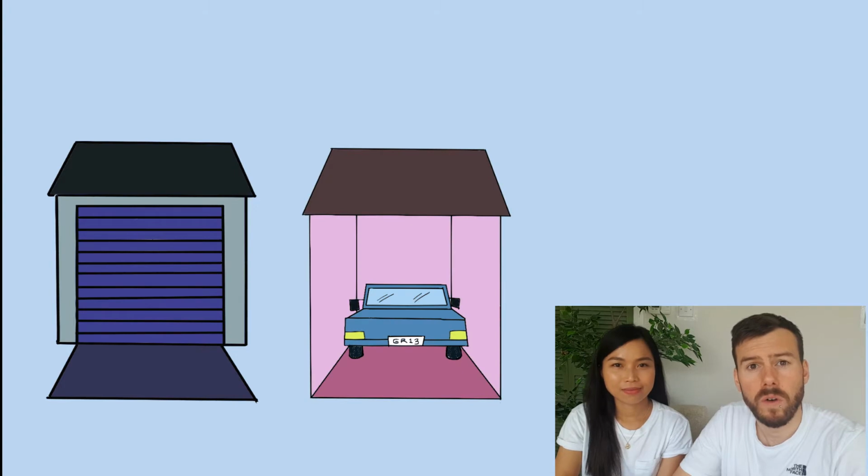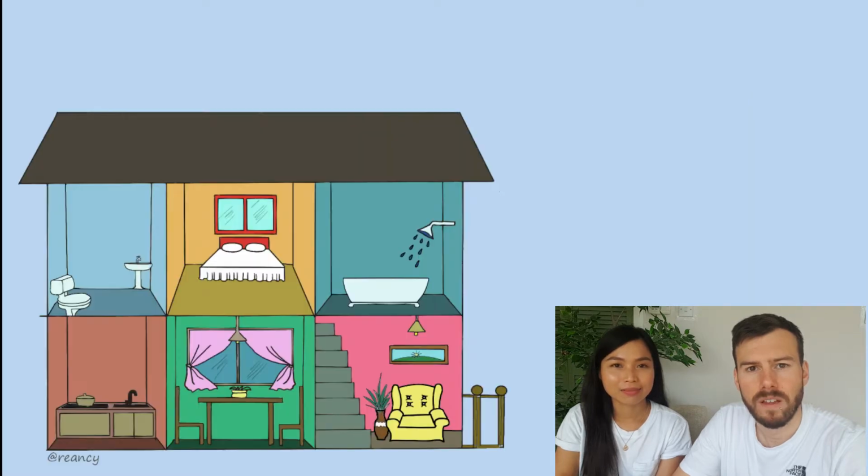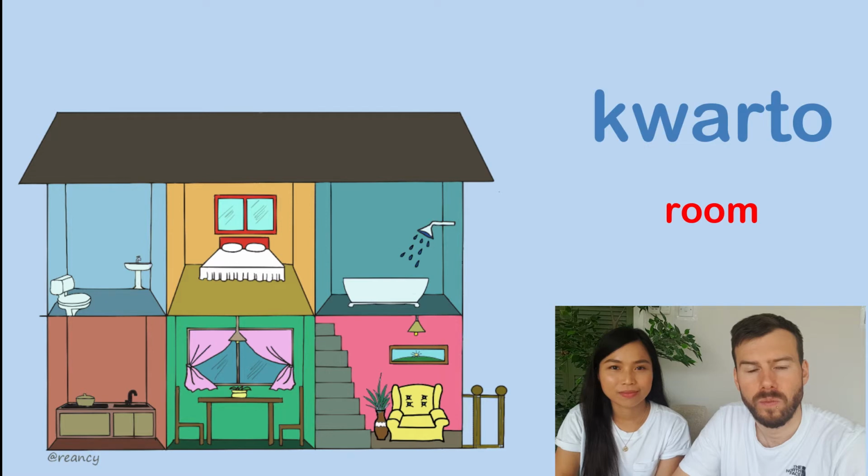Moving on, we're going to have the word for garage, which is garahe. Garahe. Garage. Garage is garahe. Our next word is the word for room in general. So what's that one? Cuarto. Room is cuarto. Cuarto is the word for room.